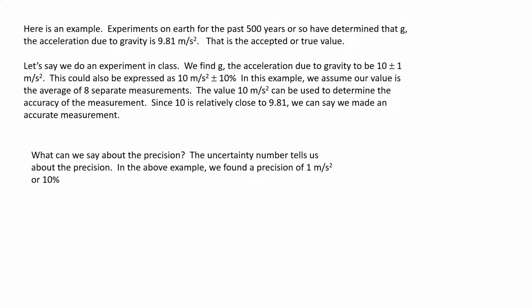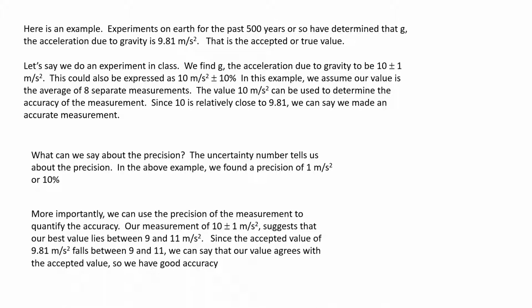What can we say about the precision? The uncertainty number tells us about the precision. In the above example, we found a precision of 1 meter per second squared, or 10%. More importantly, we can use the precision of the measurement to quantify the accuracy.